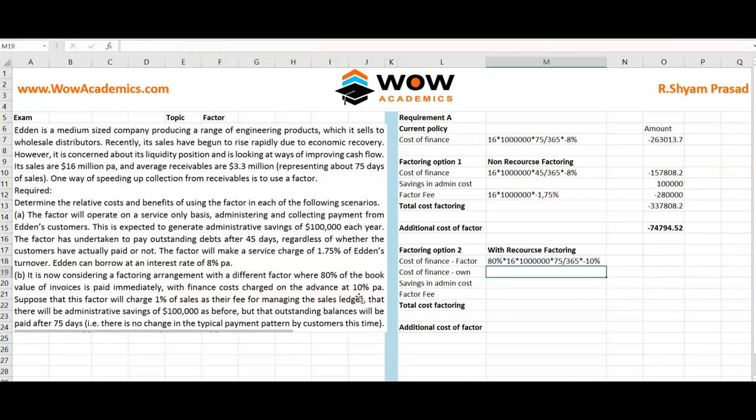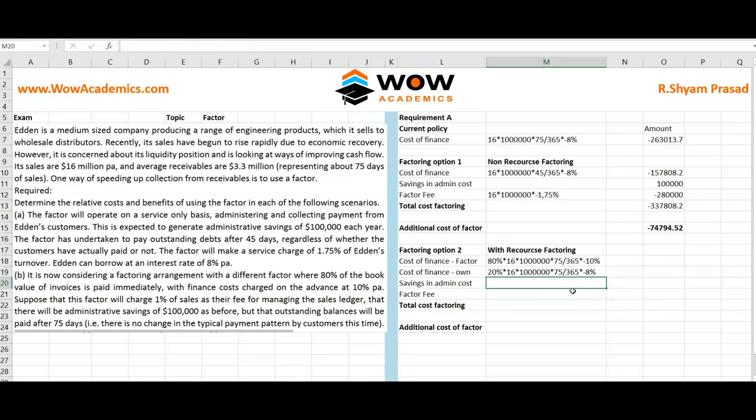the amount given. The next one is own finance. So if he pays the 80%, the balance 20% has to be financed by us. So the balance 20% we have to arrange finance for 75 days, but our financing cost is much less. It's only 8%, because that is what is given here. Eden can borrow at an interest rate of 8%. So this is how it works.